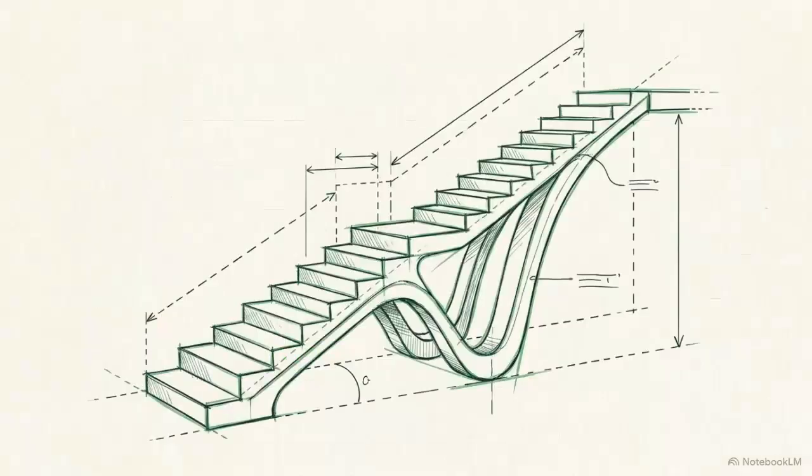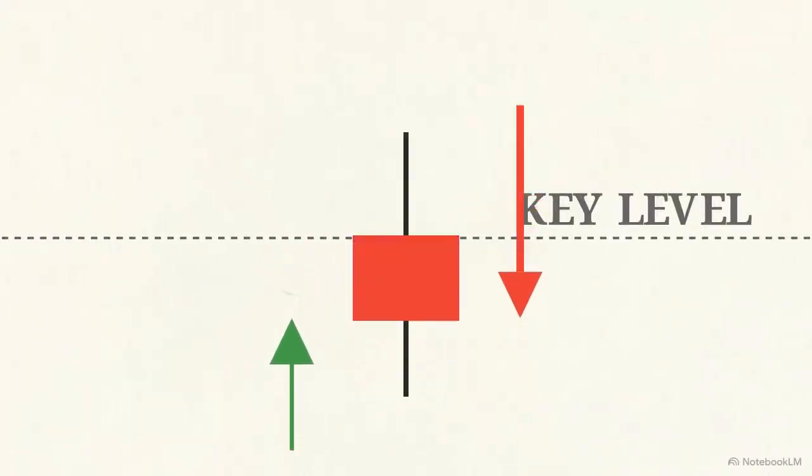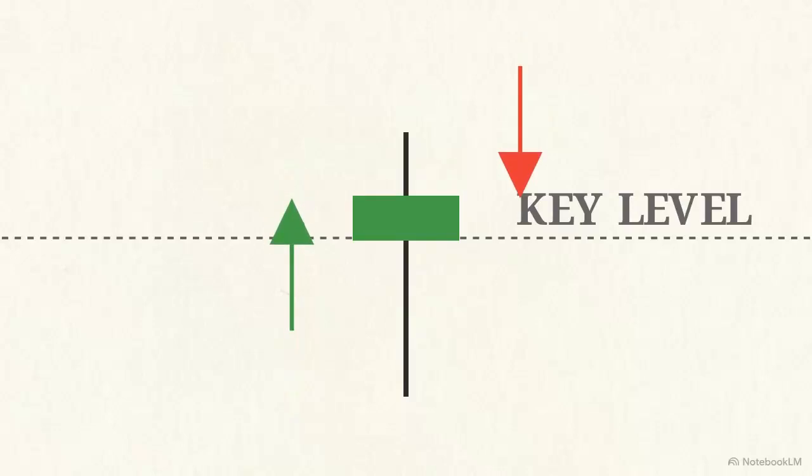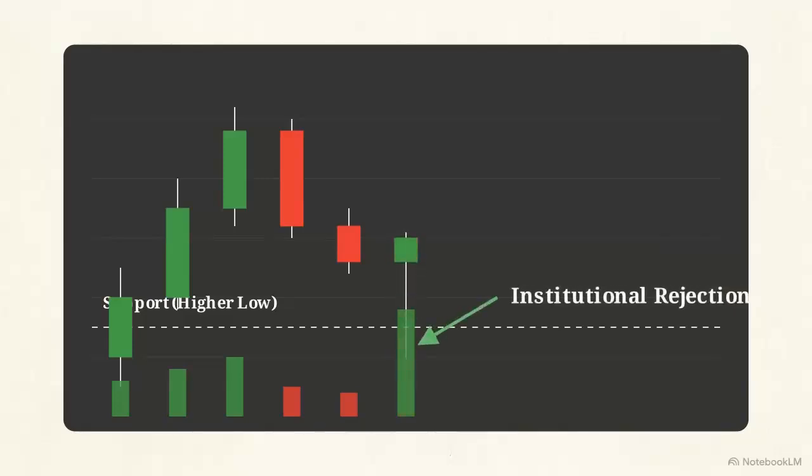Structure shows us where the market is going, but candlesticks tell us how decisively buyers or sellers are winning the battle at key levels. At this higher low, price touches the level and retracts immediately, leaving a long lower wick. This rejection shows an aggressive surge of buying. To confirm conviction, we look at the volume bars below, representing the participation behind the move.